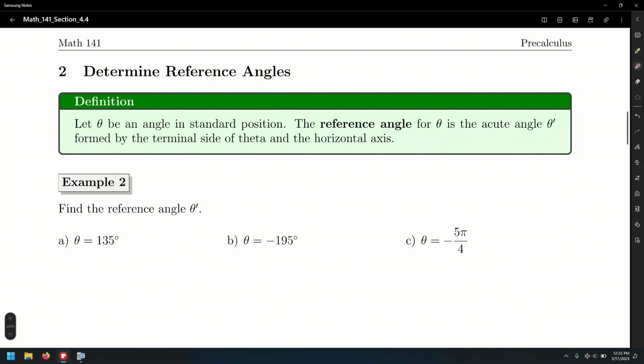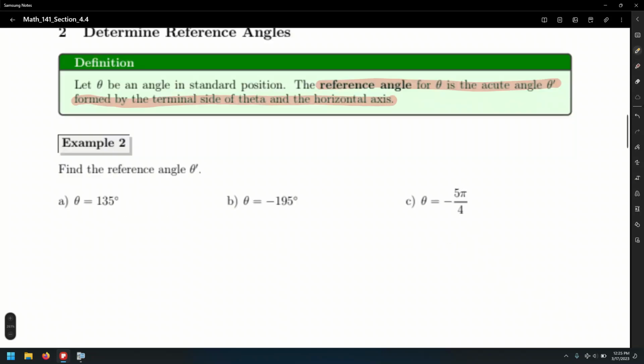So how about we define what a reference angle is first? If we have an angle theta in standard position, formed by two rays, by definition it starts at the positive x-axis and finishes wherever it goes after the rotation given by theta. The reference angle is the acute angle theta prime formed by the terminal side of theta and the horizontal axis. We're going to see this in a picture in a second. How about we see this in action looking at a couple of examples. So number one, let's check this out.